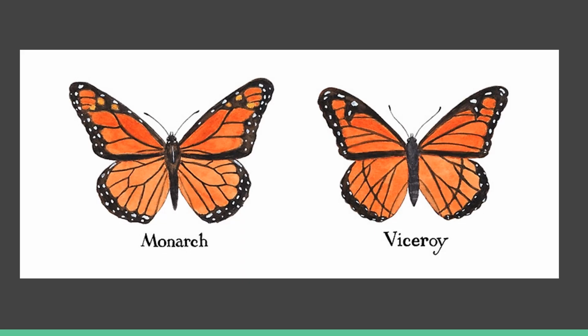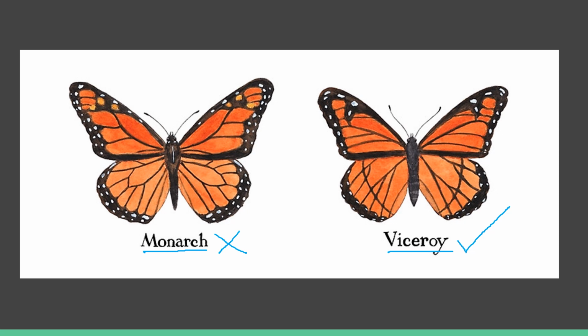But okay, here we have the monarch on the left and the viceroy on the right. Okay, the viceroy is actually a sweet tasting butterfly or insect to birds. Okay, so birds really love to eat the viceroy. It's like a treat to them. However, the monarch is not. The monarch is actually very bitter and sour to birds.